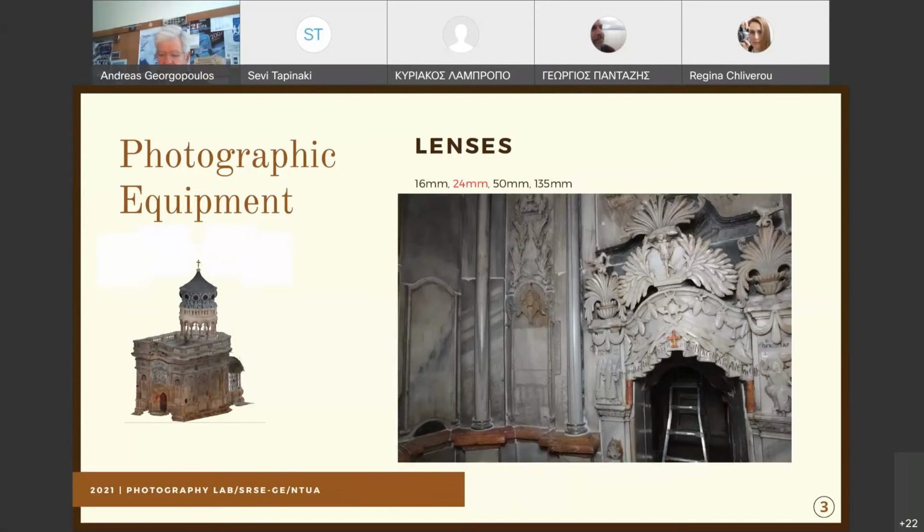Then I'd like to refer to the lenses. We used different lenses with varying focal lengths, but always fixed lenses. Never zoom, as it is widely known that fixed lenses deliver better quality in both sharpness and geometry. The truth is that the majority of the images were taken with a 24mm lens, and that's because the interior of the Holy Edicule is very narrow, as you can understand.